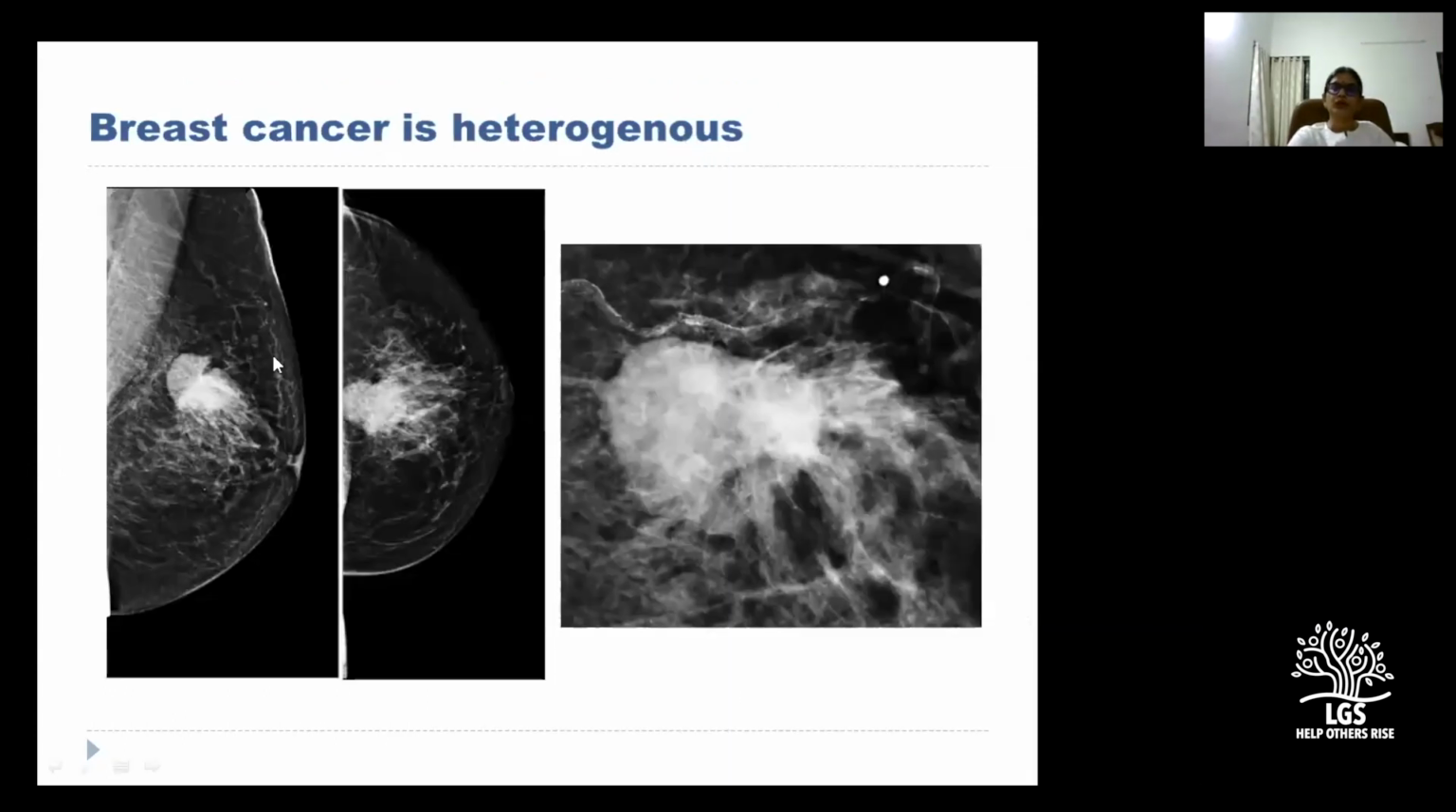And sometimes you have combined lesions. If you look at this lesion, part of it is smooth, but part of it is spiculated. This is what we mean by intratumoral heterogeneity. You actually have part of the tumor that behaves like a triple negative tumor and part of the tumor that behaves like an ER positive tumor.